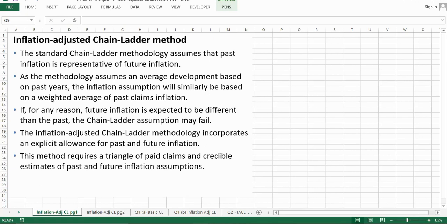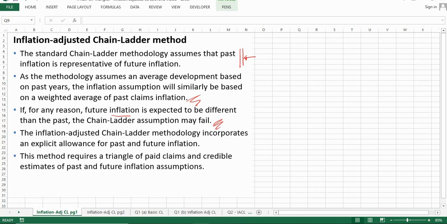As the methodology assumes an average development based on past years, the inflation assumption will similarly be based on a weighted average of past claims inflation. So this is based on the assumption of past inflation being representative of future inflation. However, in the case that future inflation is expected to be different from the past, then definitely that assumption of the chain ladder method will fail.